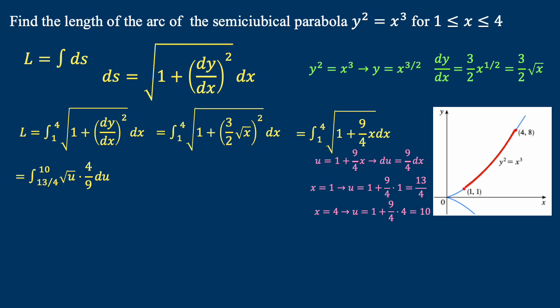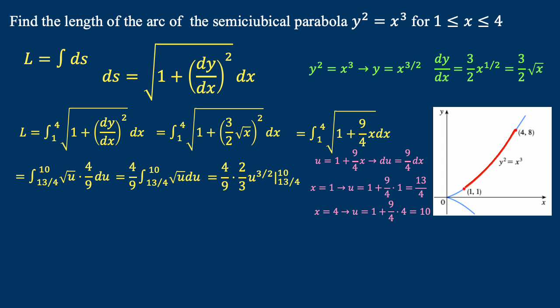I'm going to take out 4/9 in front of the integration: 4/9 times the integral from 13/4 to 10 of square root of u du. So we can find the antiderivative of square root of u. That's going to be 3/2 u to the 3/2. I'm sorry guys, 2/3 u to the 3/2. You evaluate from u equals 13/4 to u equals 10.